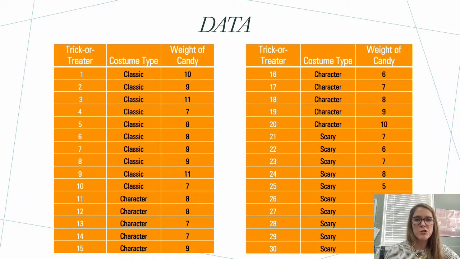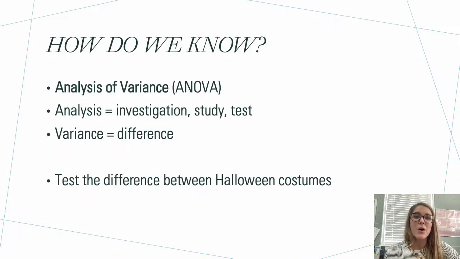So we get the trick-or-treaters back, we weigh their candy, and we sort the data. So what does it mean? How do we know what this data means, and how do we know if there's a difference in the amount of candy that each type of costume resulted in, and if that difference is meaningful? We can use a test called the analysis of variance.